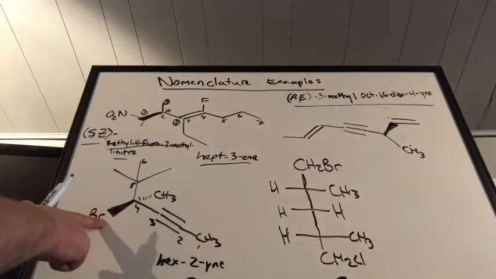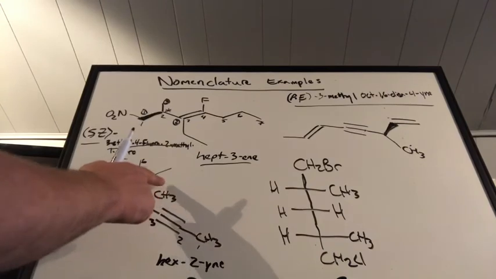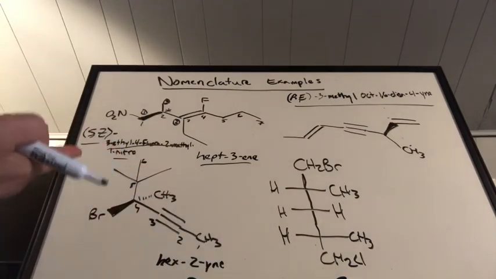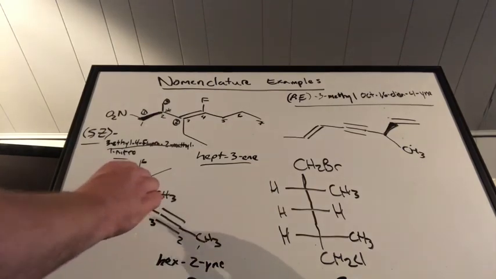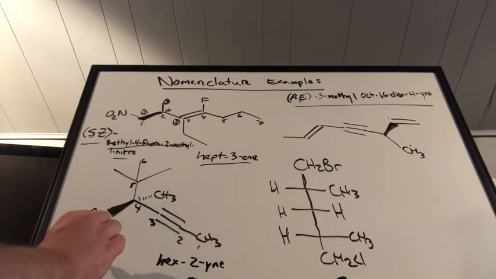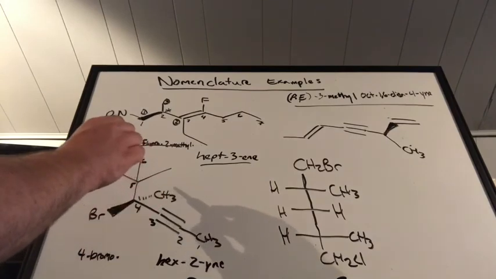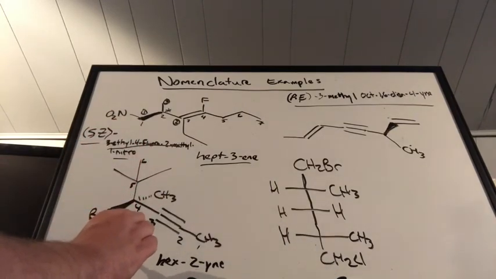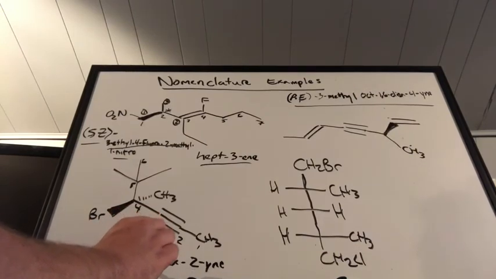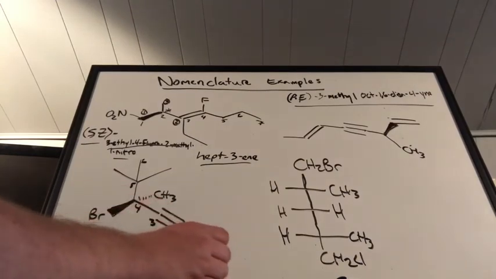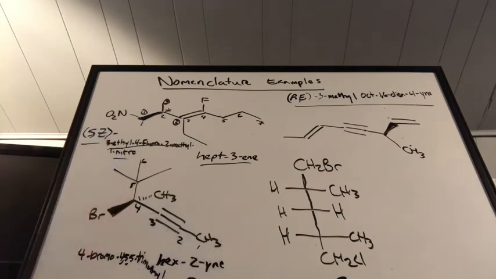All right, so we have a bromo group. We have 3 methyl groups hanging off, so we could have a trimethyl, right? So we'll say that's a 4 bromo, 4, 5, 5 trimethyl, 4 comma 5 comma 5 trimethyl. Okay, hex 2 yne. But we do have one stereocenter here, so we have to account for that.